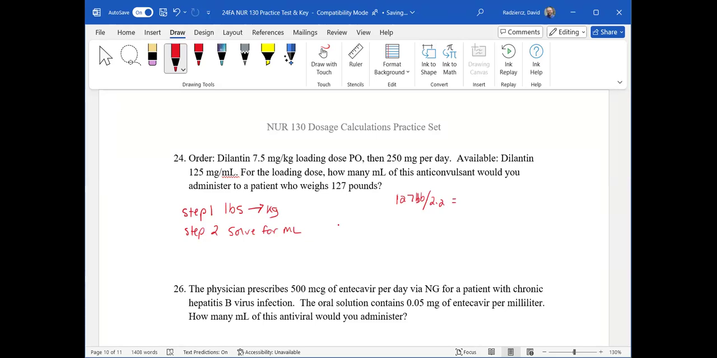So 127 divided by 2.2. And I'm going to get 57.72 repeating. So it just keeps doing that. We're going to round that to the nearest 10th. So 57.7 kilograms. Okay. So again, I'm trying to show you and model when you do your rounding.